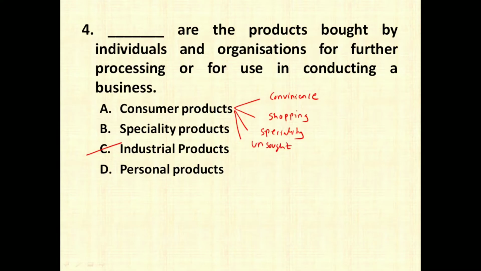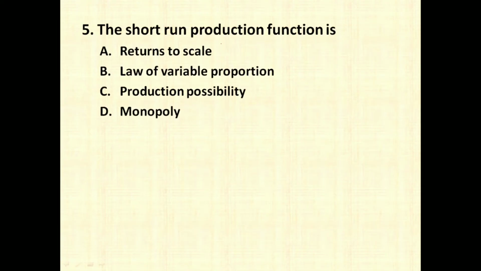And the fourth type of product are unsought product. Now these are the products about which customer are aware of, but they are not willing to buy this product. For example, insurance product.